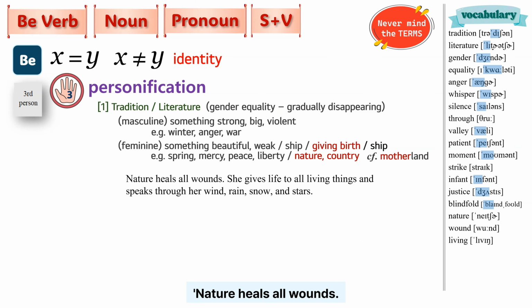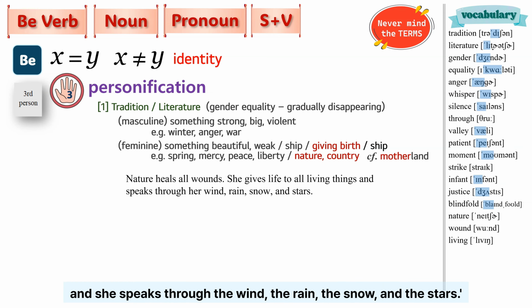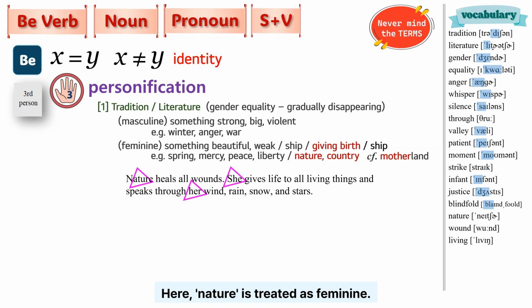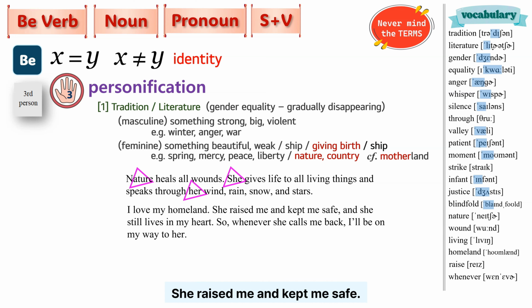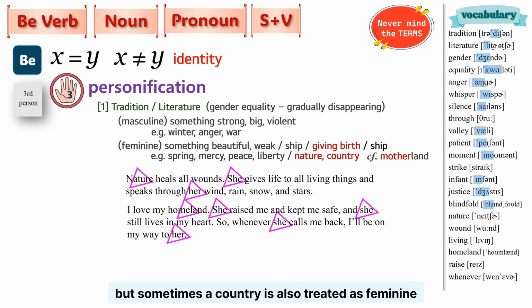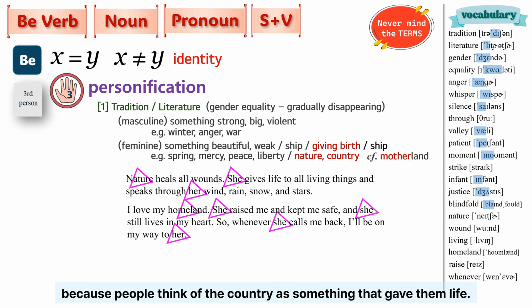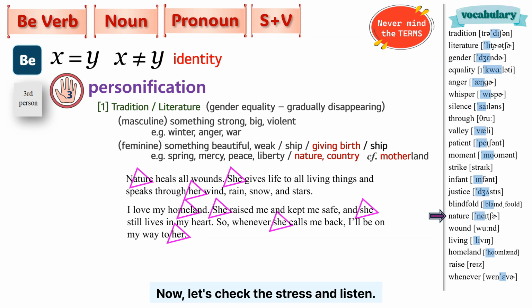Nature heals all wounds. She gives life to every living thing, and she speaks through the wind, the rain, the snow, and the stars. Here, nature is treated as feminine. This is possible because women give birth and mothers give life to children. I love my country. She raised me and kept me safe, and she still lives in my heart. So, whenever she calls me, I will go to my country. Not always, but sometimes a country is also treated as feminine because people think of the country as something that gave them life. Now let's check the stress and listen.